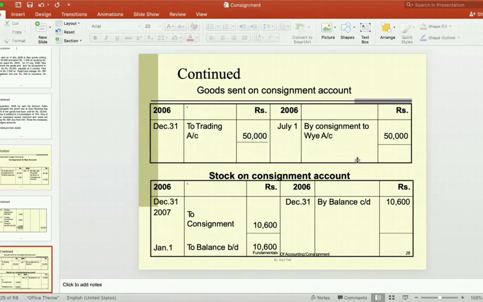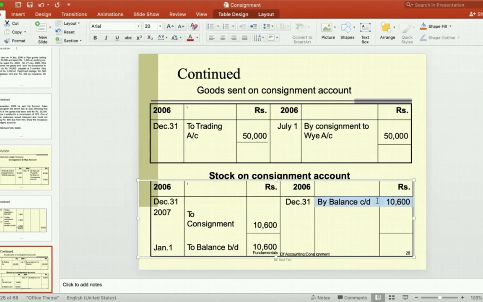Next is the stock account, stock on consignment account, right? So 10,600 is the closing stock. This closing stock is debited to the consignment account, and there is nothing on the credit side. That's a balancing figure.